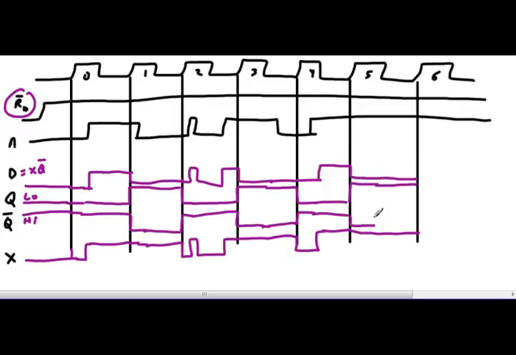The next clock pulse happens. Q goes low, Q naught goes high. X is A, so X is going to stay high. D is going to go high, and we're done. No more clock pulses to worry about. Thus goes problem 2-12.